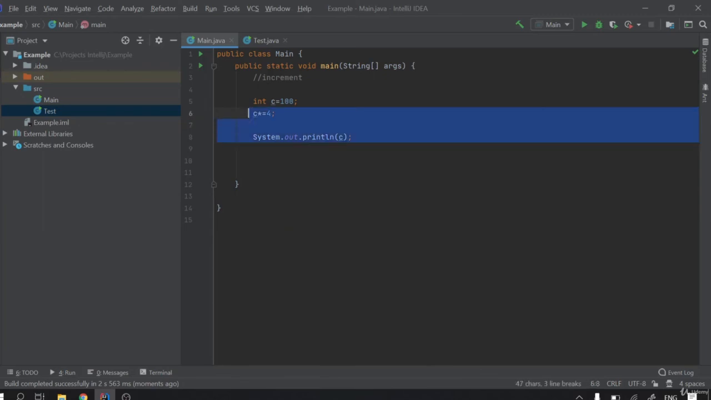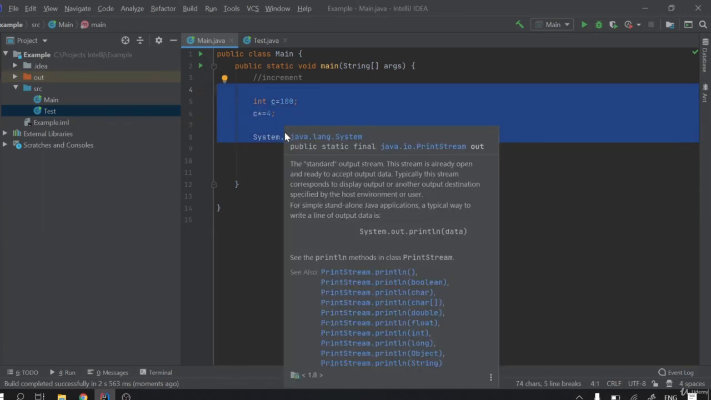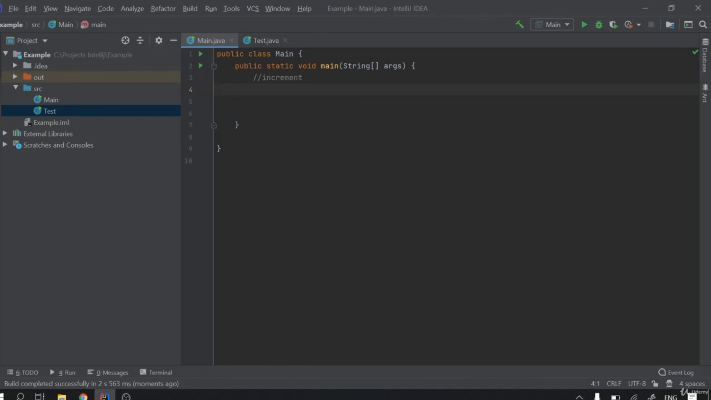This was Java increment. In the next lecture, we are going to learn Java logical operators and Java statements. So guys, let's see in the next lecture.